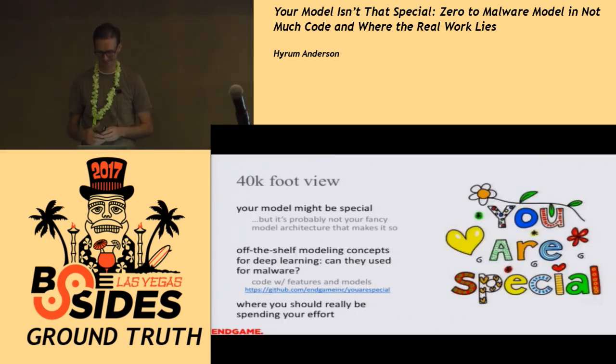You are special. In fact, your model might be special, but it's probably not your fancy model architecture that makes it so. And that literally is the punchline of my talk. If you don't have time for anything else, this would be a good time to leave.